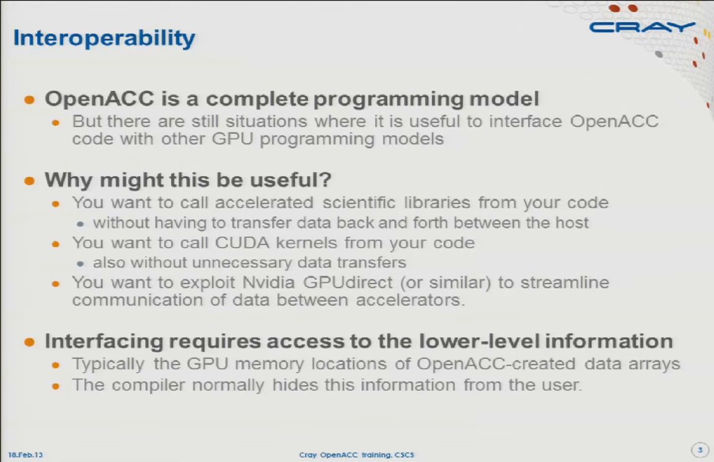You might want to call CUDA kernels from your code. Again, without transferring data back to the CPU in order to do a CUDA memcpy, you want to be able to run CUDA kernels processing data that's already there. And you might want to use some sort of streamlined communication path which lets you send data directly between accelerators. And in order to do this, all of this requires being able to expose where in the GPU memory this data lives.